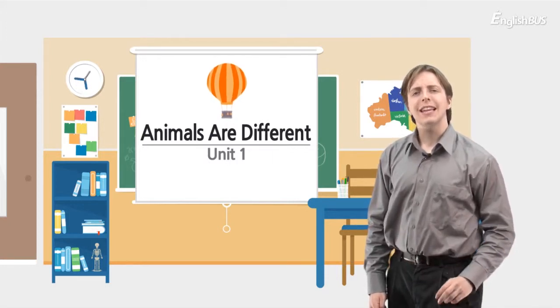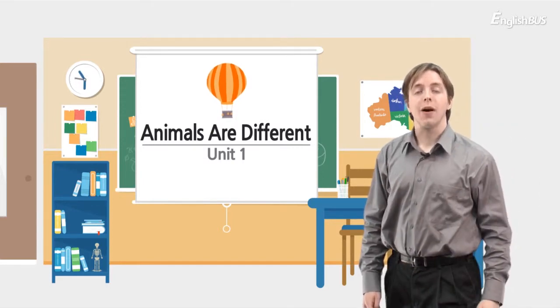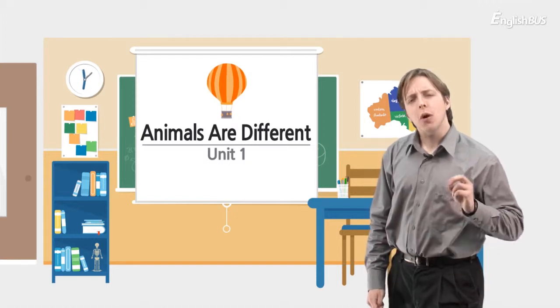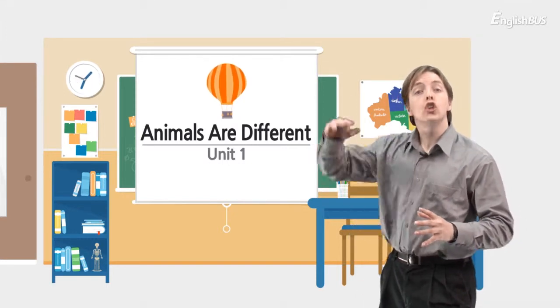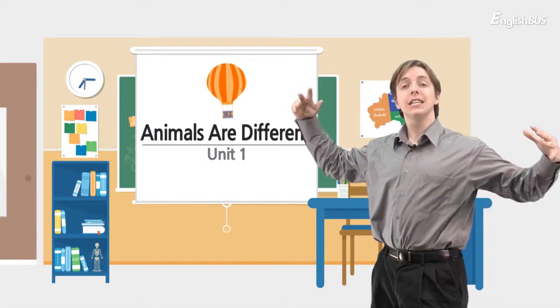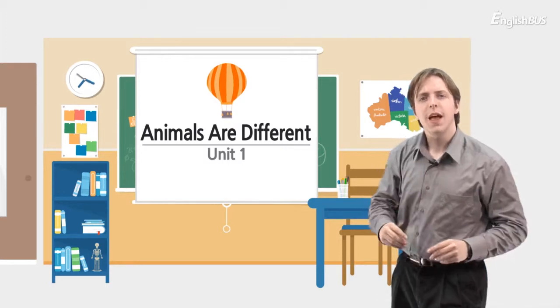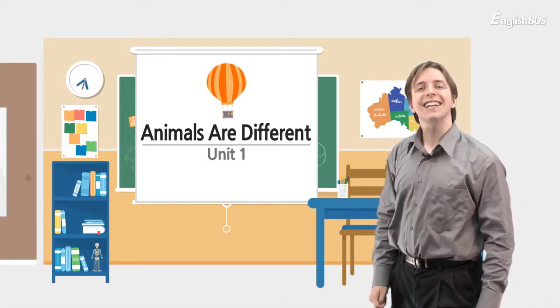Before we begin, let's stop and think for a second. We've already learned about animals, but think in your mind, how are they different? Some animals are taller, some are shorter, some are bigger, some are smaller. Think about the animals that you know. Let's get started.